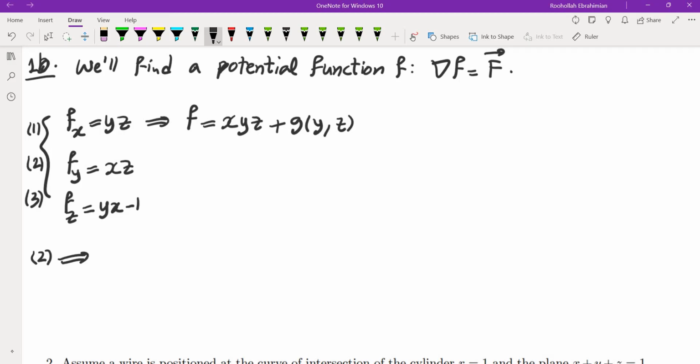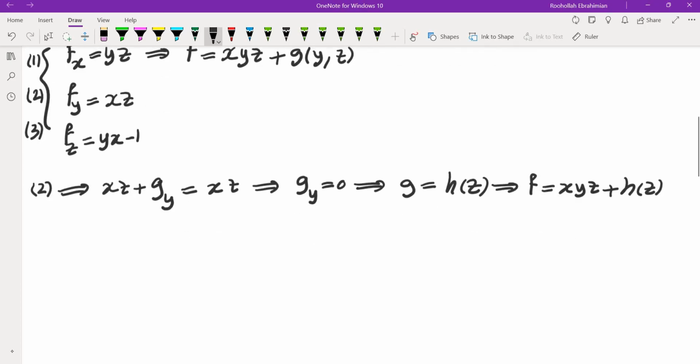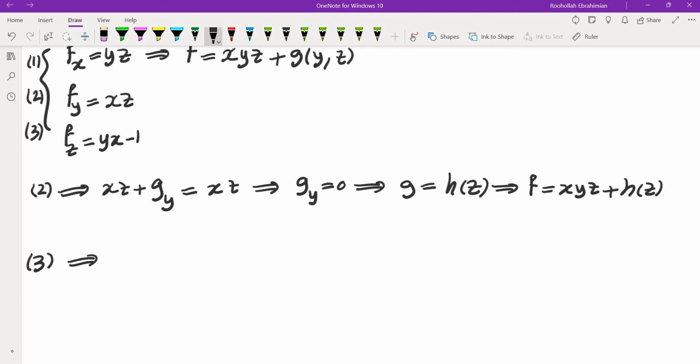The partial of that with respect to y is xz plus g sub y. That would have to be xz. So that tells us that g sub y is 0. That means g is equal to a function of z only. So that tells us f is going to be xyz plus h of z. We'll take that and plug it into the third equation. The partial of that with respect to z is going to be xy plus h prime of z. That is going to be yx minus 1.